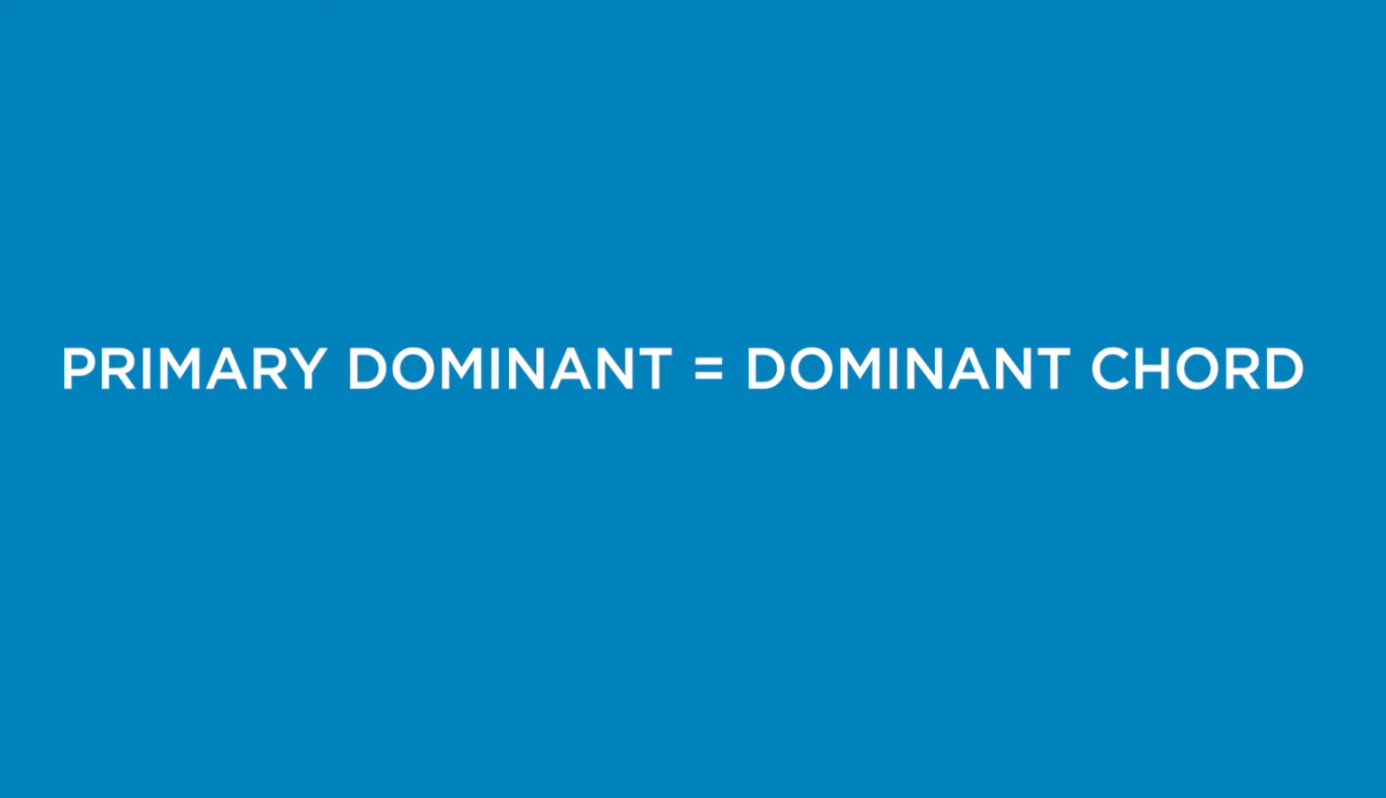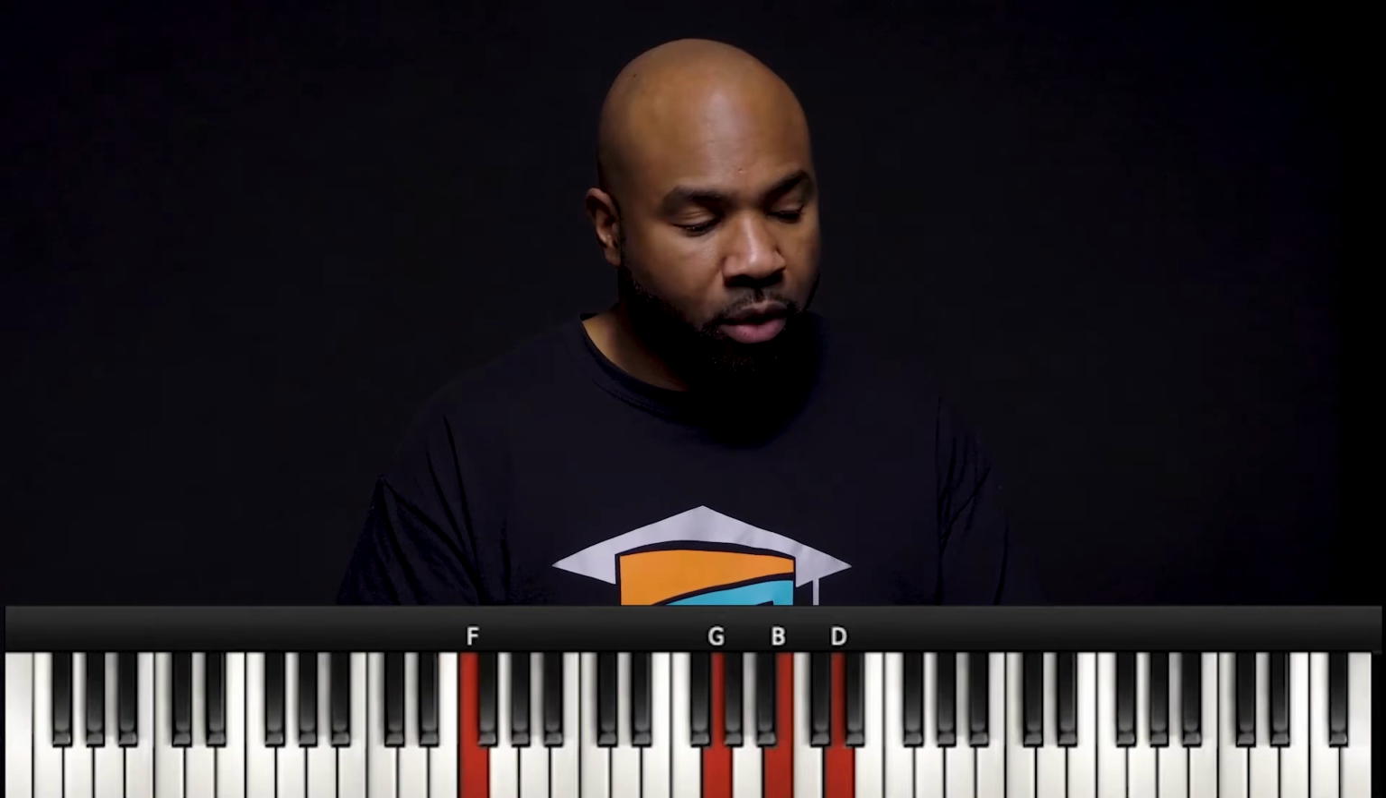You won't really hear the term primary dominant being thrown around. People are just likely to say dominant chord, and everyone knows what that means. In the key of C major, the primary dominant chord would be G, or G7, which is the fifth interval of C major. So our primary would be G: 1, 2, 3, 4, 5.